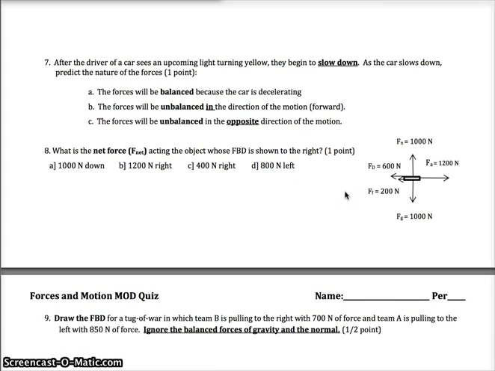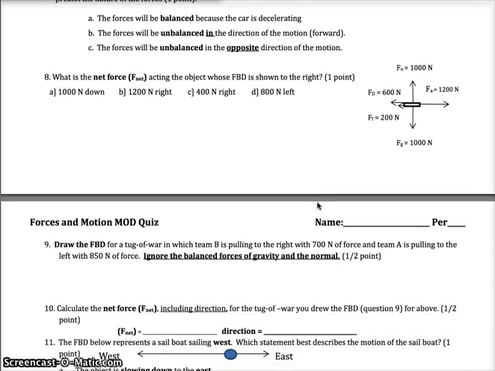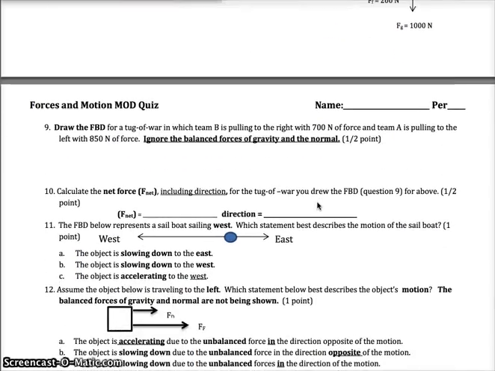Number 8. What is the net force acting on the object whose free body diagram is shown to the right? Remember, to determine the net force, you have to add up all the forces acting on the free body diagram. So make sure you look at all of those. Is it A, 1,000 newtons down, B, 1,200 newtons right, C, 400 newtons right, or D, 800 newtons left? On to page 2.